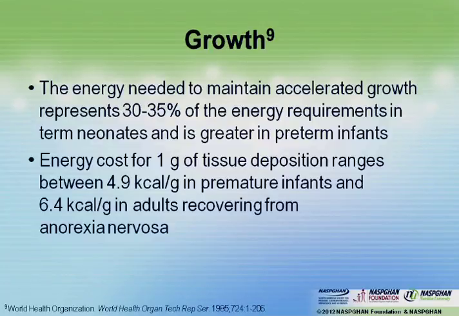As one can imagine, kids spend some of their energy trying to grow, and up to 30 to 35% of energy requirements in neonates can be spent just trying to grow. The second bullet is important in the sense that we always want to know how many calories per gram do you need in order to put down tissue. And this is roughly between 5 calories per gram in premature infants to about 6.5 calories per gram in adults recovering from anorexia nervosa. This can be used as a fudge to estimate how many more calories somebody might need in order to grow.